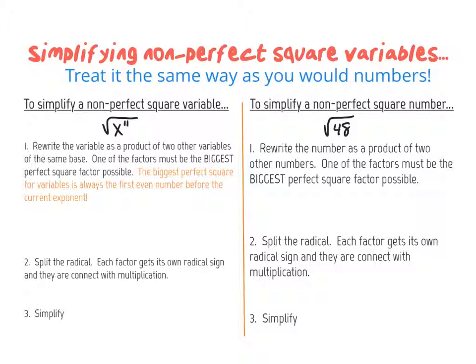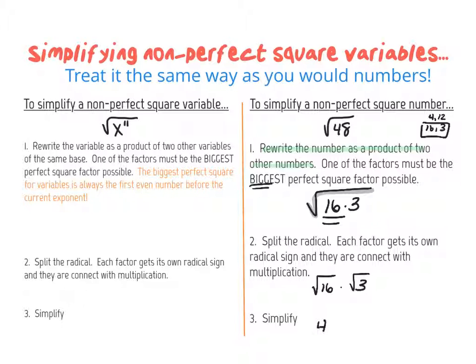So summarizing that process, if we're trying to simplify a non-perfect square, we want you to treat it the same way as you would with numbers. So what I mean by that, if I was simplifying something like 48, which is not a perfect square, the first thing I have to do is rewrite that number as a product of two other numbers. But what we want is one of the numbers to be the biggest perfect square possible. So if I was going to think about 48, should I use 4 and 12 or should I use 16 and 3? Well, I want to use 16 and 3 because that's the biggest perfect square. So if I have the biggest perfect square, I can split them up into two individual square roots, and then I get the simplified form of 4 times root 3.